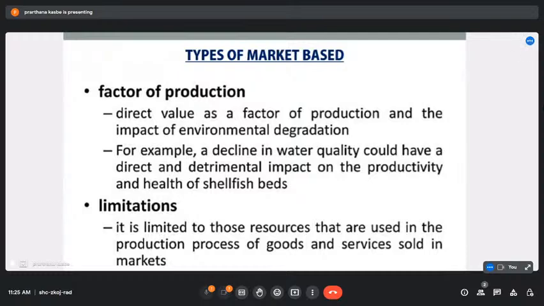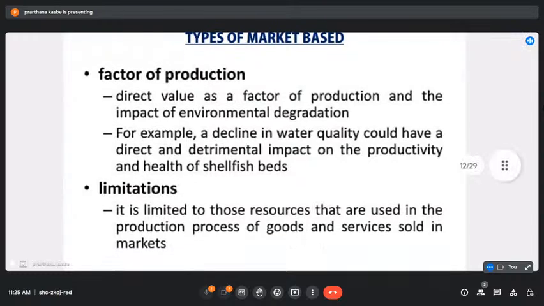For example, a decline in water quality could have a direct and detrimental impact on the productivity and the health of a shellfish bed. This is the direct value of the particular factor of production.